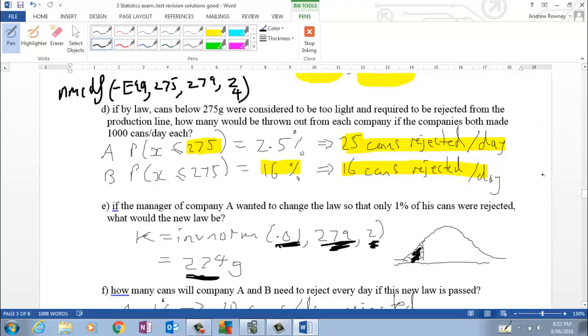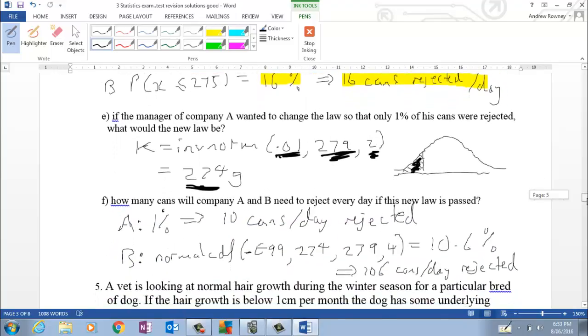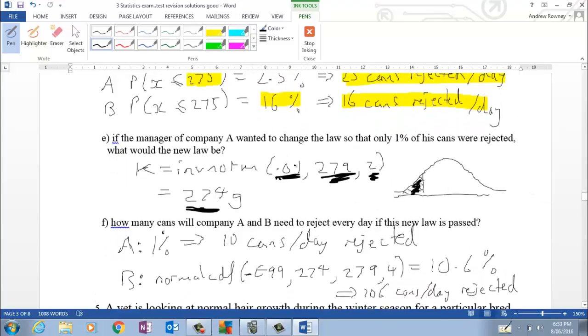To be considered too light. How many cans will company A and B need to reject every day if this new law is passed? So we now repeat it with this 274 as the maximum value. So normal CDF, minus E99 as the lower, and 274 as the upper. If we do that, we'll get 1% for company A, which is 10 cans per day, and for B we will get 10.6%, so that's 106 cans per day rejected.